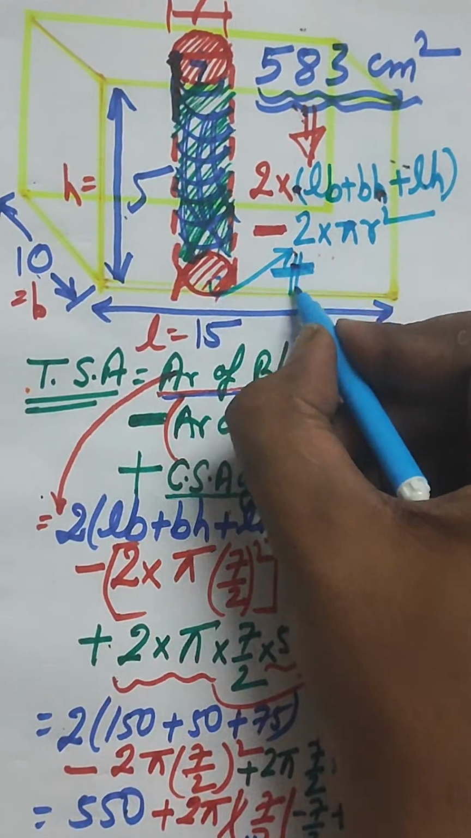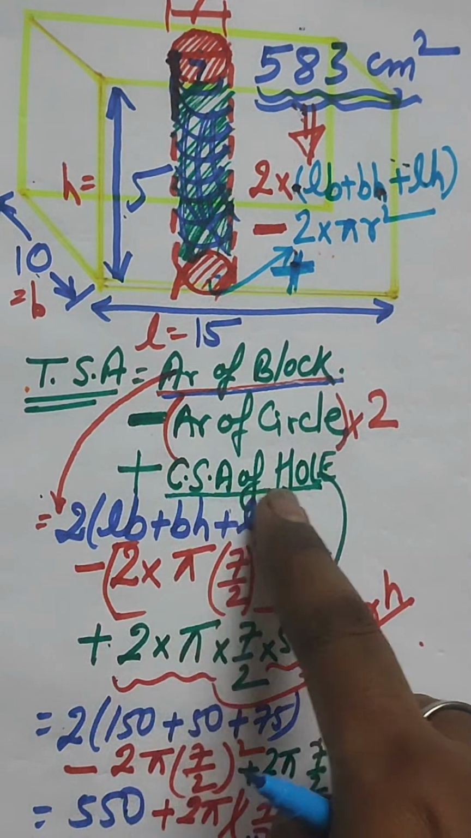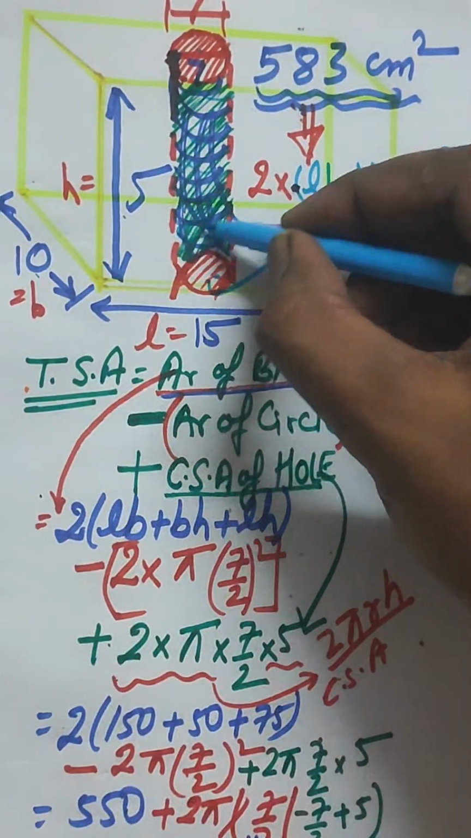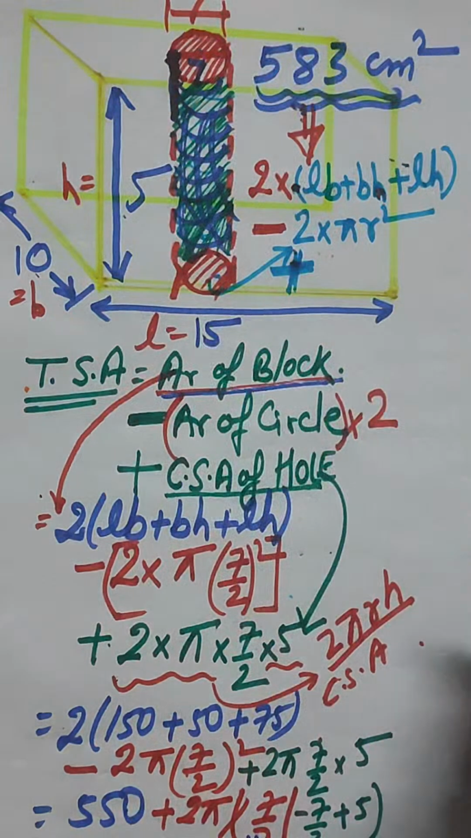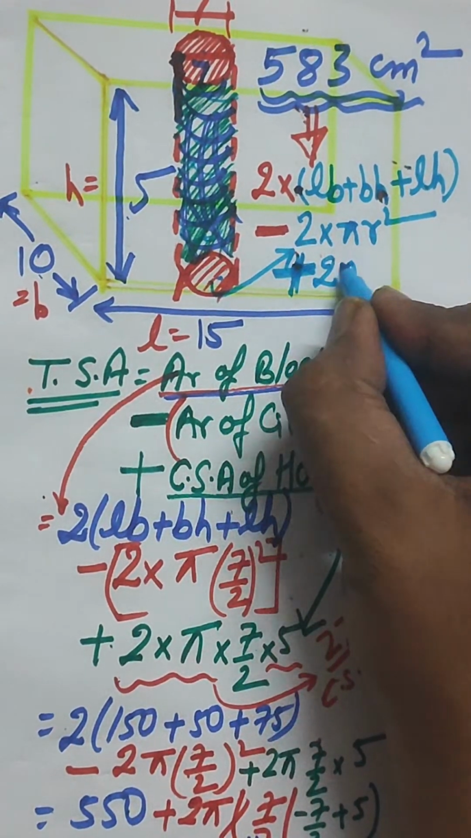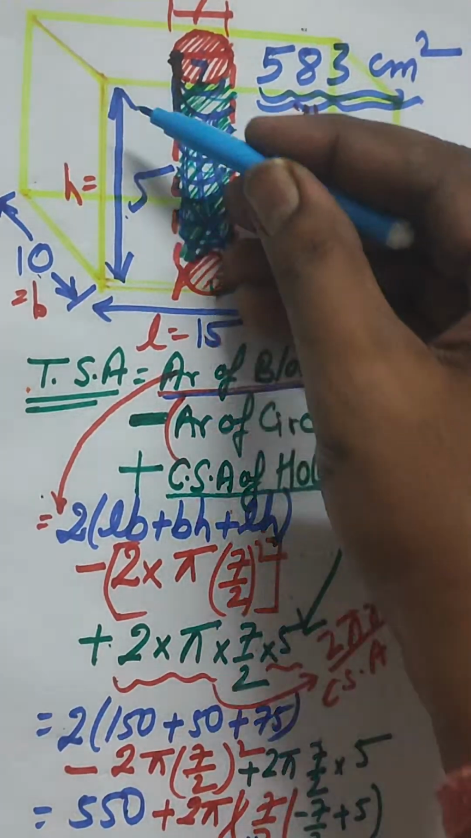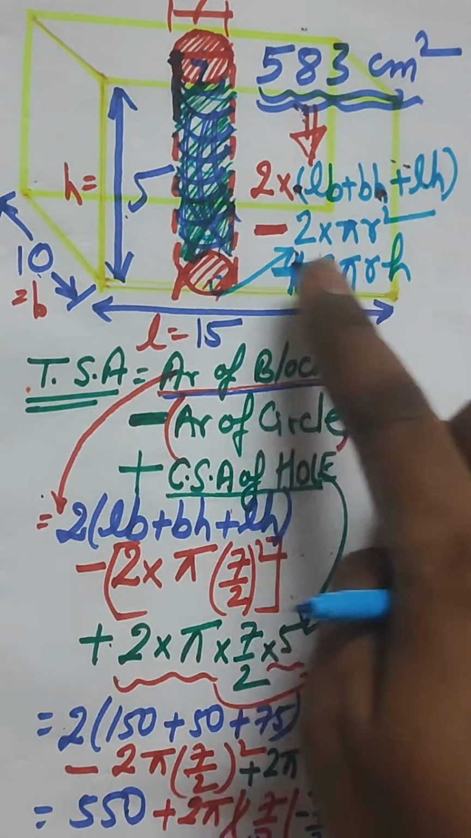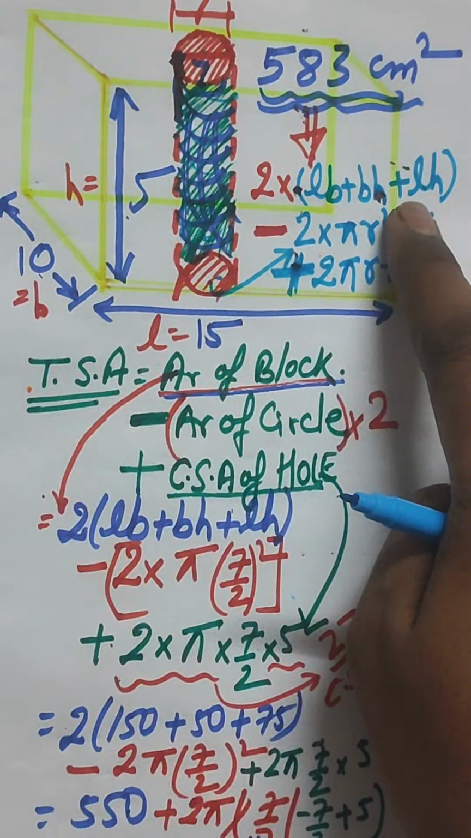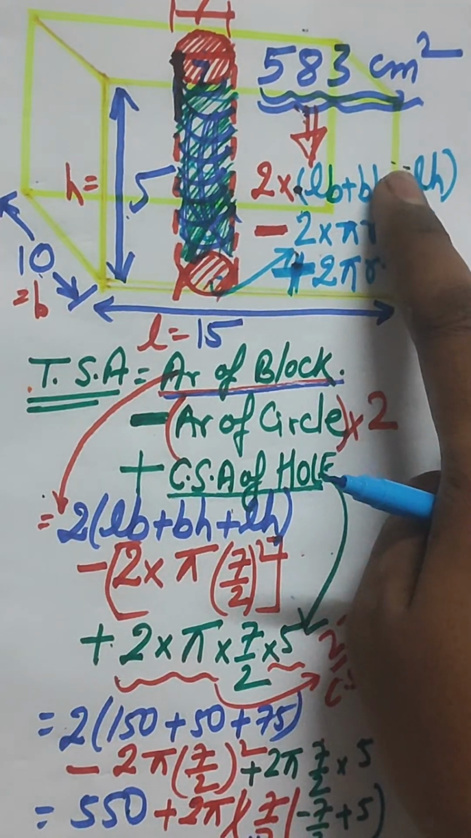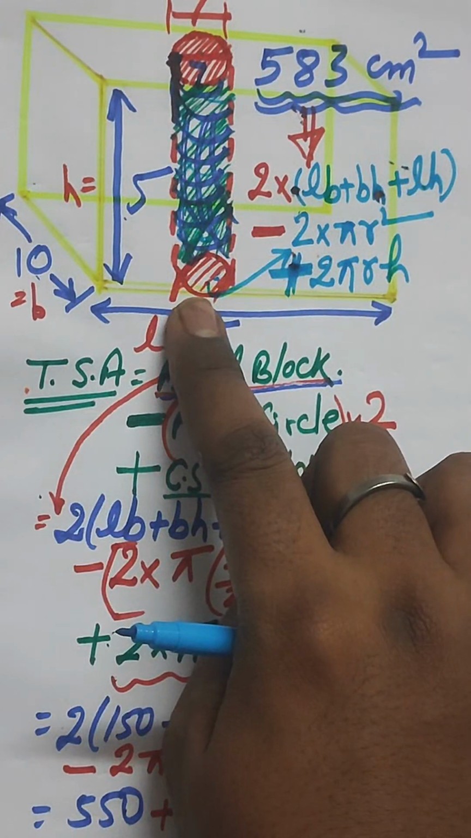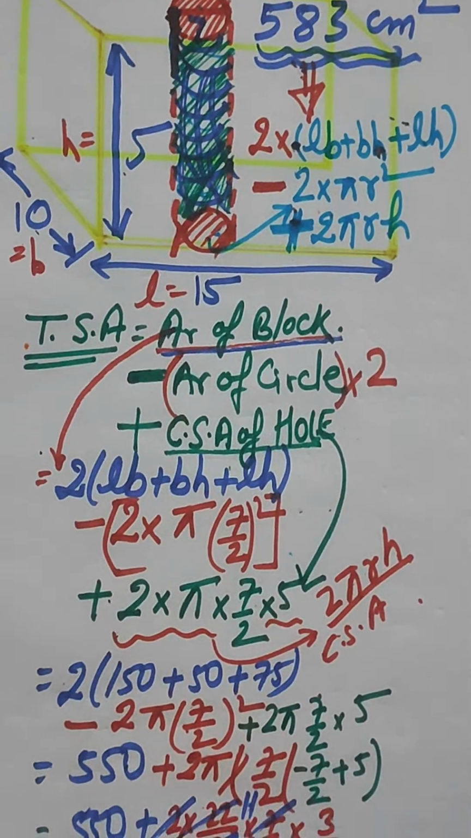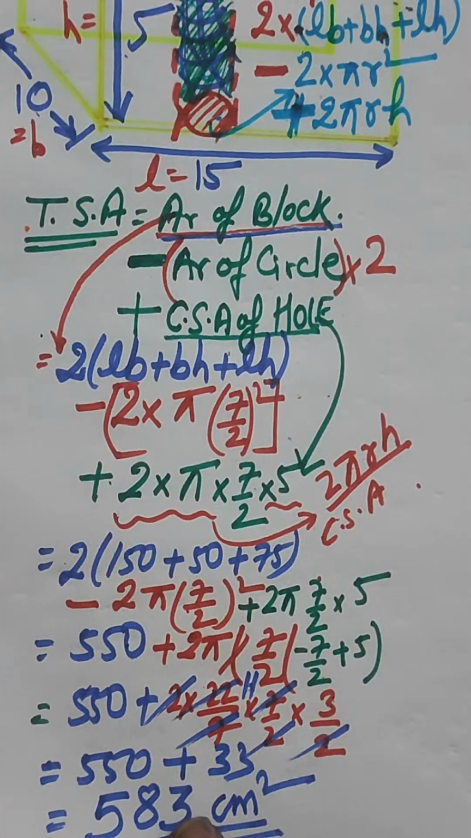So for that, the curved surface area of the hole is 2 pi rh. When you insert your hand, you can touch the wall, right? So that is 2 pi r h. So h will be just the height of the metallic block, right? So 2 pi r h will be added with the total surface area of this cuboidal solid block, and from that two circles will be removed, right? In this way we got the final answer, which is 583 centimeter square.